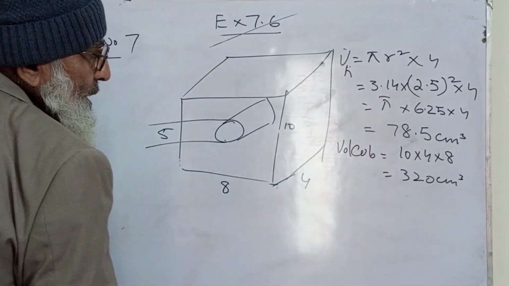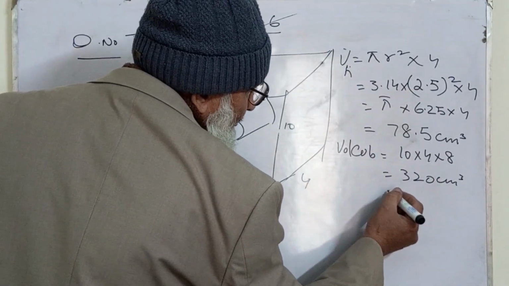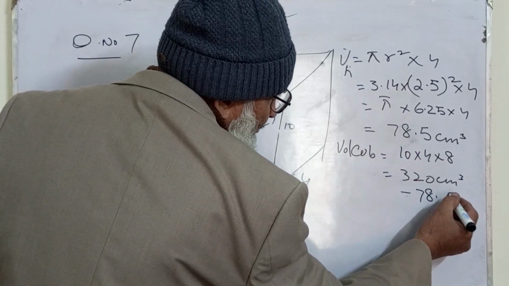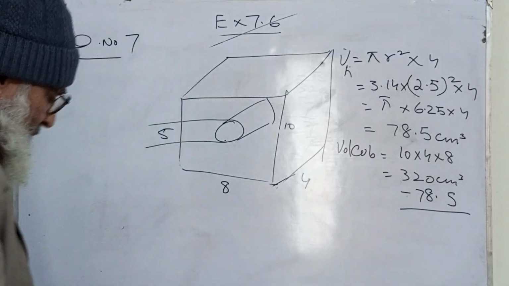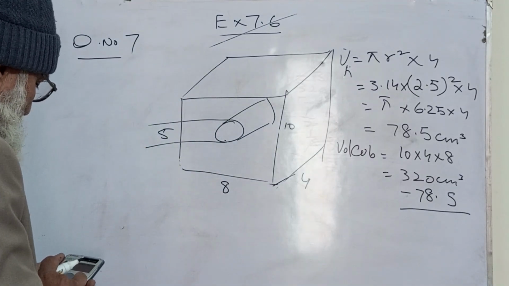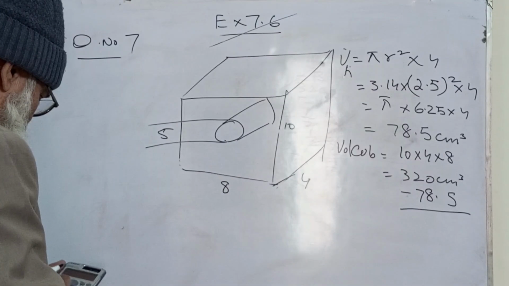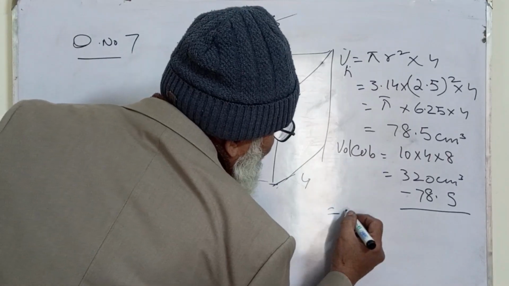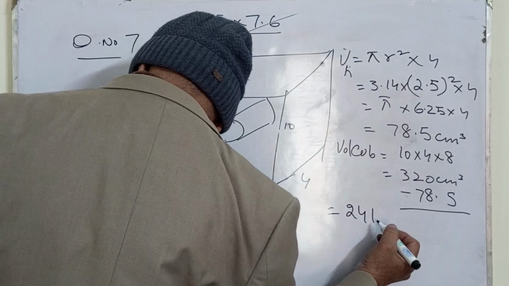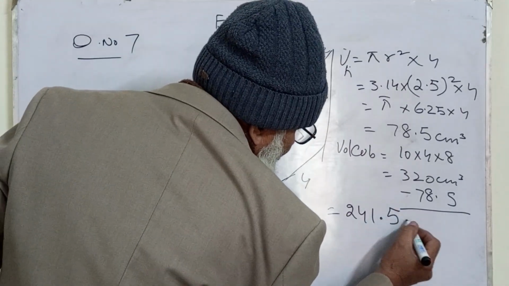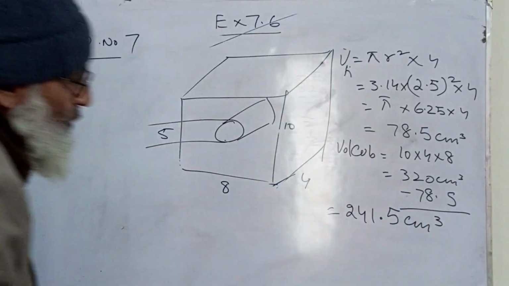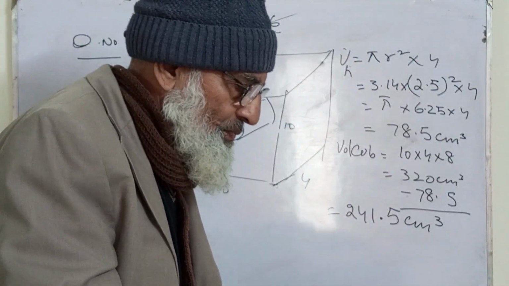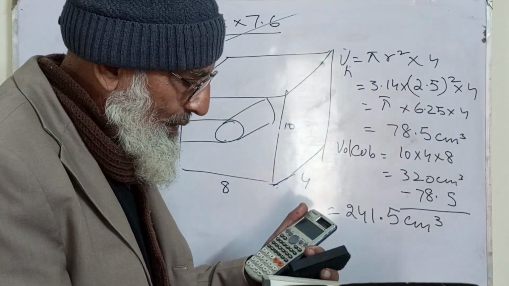32 multiplied by 10 is 320, and just subtract the volume 78.5 from this. 320 minus 78.5 will give us 241.5 centimeter cube. Again, check the answer.